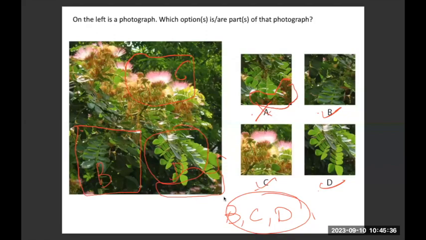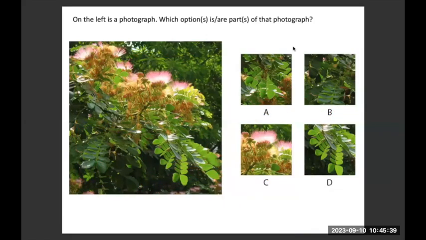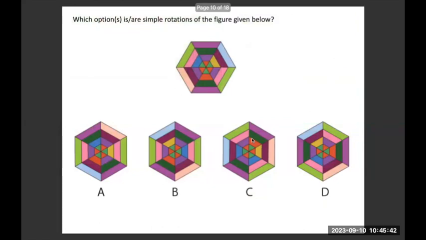Okay, let's move to the next one. Here, you're given this colored diagram. A simple rotation is performed on the question figure. You have to find which option, or options, since one or more can be correct, are a result of just rotation. No mirror is possible in this case. One or more answers are possible, okay?